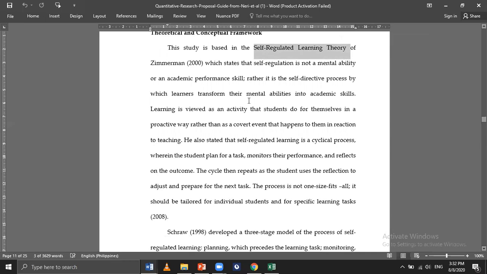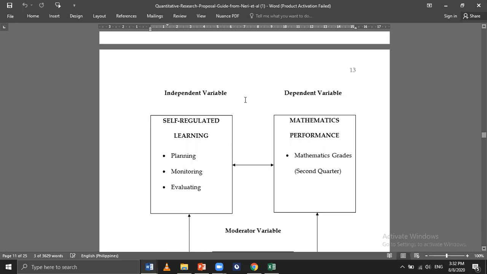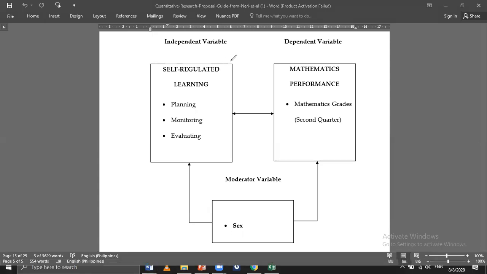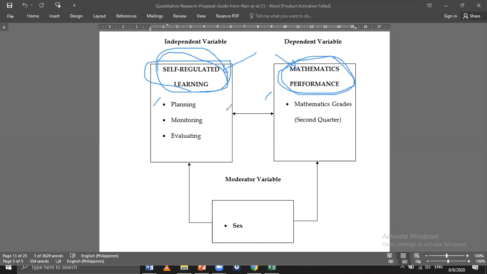Now, let's go to the paradigm so that we can explain further. Now, you are studying self-regulated learning and mathematics performance. However, we need to measure this one because remember, this is a quantitative research. This is the independent variable and this is the dependent variable, meaning any changes in self-regulated learning could affect the mathematics performance. This is the cause and this is the effect. Okay, let's clear that one.